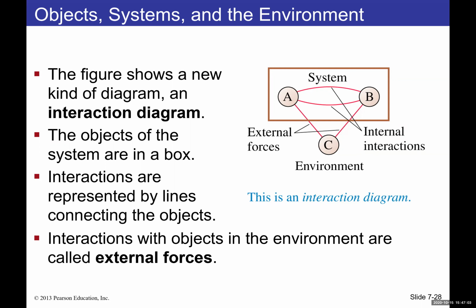So this is known as an interaction diagram. We take the system where A and B, the hammer and the nail, are part of my system, and C, which is Earth, is the environment. Then any force inside my system is internal, and any force outside of my system is external. So that's an important thing to know. Interactions are represented by lines connecting the objects, which are those red lines, right? And interactions with objects in the environment are called external forces.